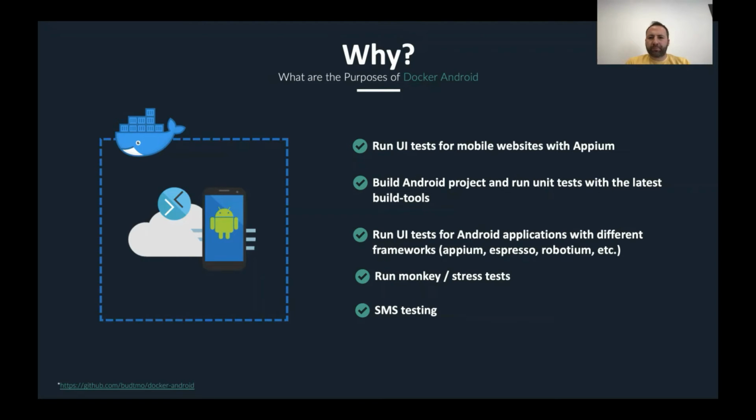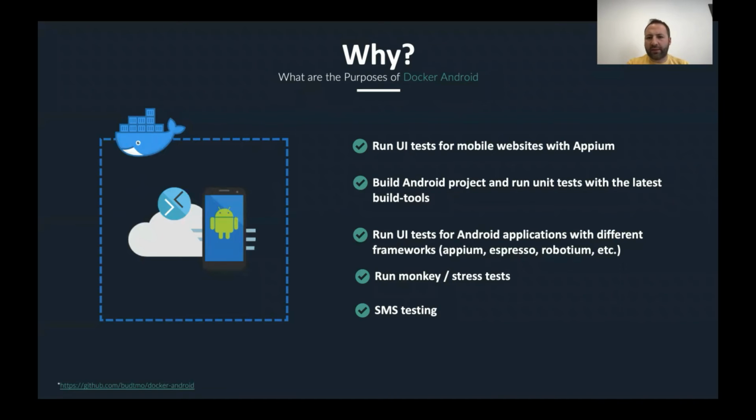When, for example, you have an Android project and run unit tests with the latest build tools, you can easily change the build tools versions and just run on the emulator. This is very comfortable when there is a new version of Android and your phone didn't get the update yet. But of course, the emulator will be available for you, so you can use it.